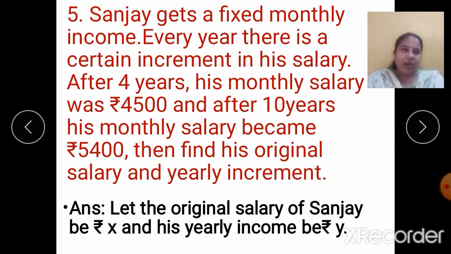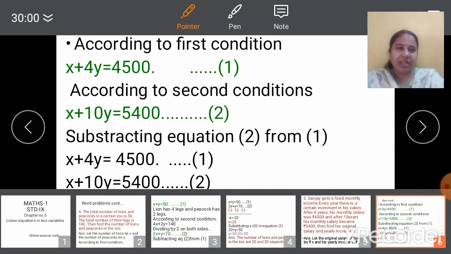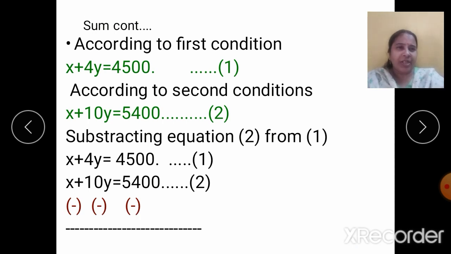The last part. Original salary x, yearly increment be y. Now let us read this. After 4 years, okay, after 4 years, his monthly salary is 4,500. Okay, now see. After 4 years, his monthly income is fixed. Yes, that is x. That is not going to change. But since it is after 4 years, an annual increment I have taken y. So in 4 years, if 1 year his increment is 1,000, in 4 years his increment will be 4,000. His fixed monthly salary plus annual increment will be his total amount, that is 4,500.